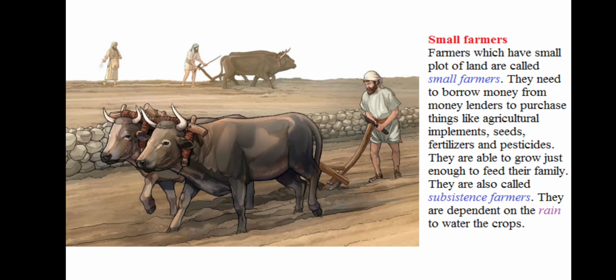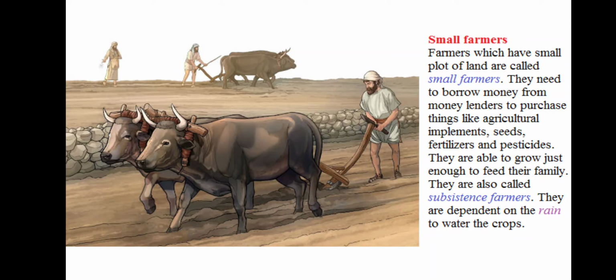Okay, so small farmers are the farmers who have a small plot of land, and if you go to the Indian villages, you'll find a lot of small farmers because they have a very small plot of land. To buy seeds, pesticides, and fertilizers, they have to borrow money from either the bank or from the money lenders. Once the food crop is harvested, they have only enough to feed their family. They don't have enough to sell. So these kinds of farmers are called small farmers.